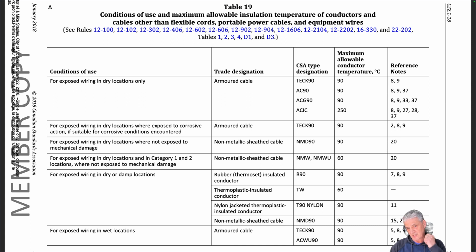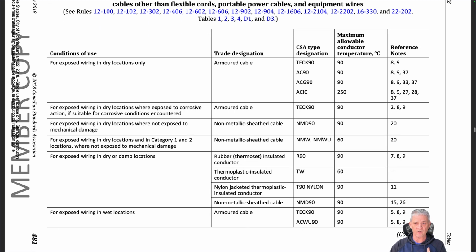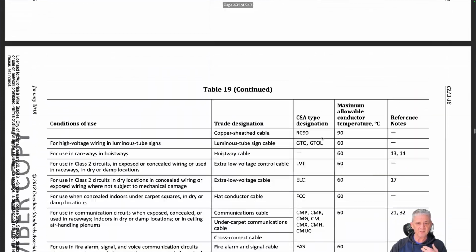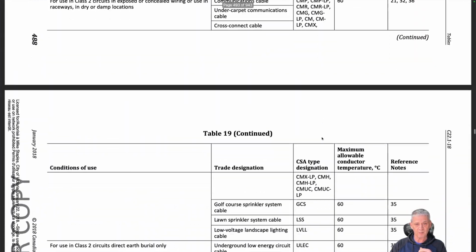And as you can see, maximum allowable conductor temperature, armor cable, Tech 90, AC 90, and so on. All of these were kind of repeated all the way through. And then you had the notes. The notes were, let's take you to the end of the table here. So this is the old Table 19. This is not the new Table 19.